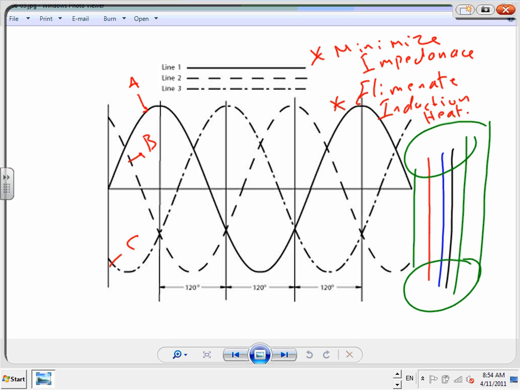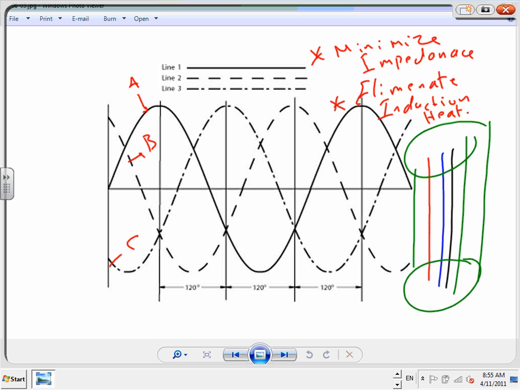How do you minimize the impedance without getting into the engineering calculation? All you have to do is always group phase A, phase B, and phase C, and a neutral in the same conduit. That's all you have to worry about. Always in the same conduit. By grouping them, guys, two things: you minimize the impedance of a circuit, and number two, you eliminate the induction heat.